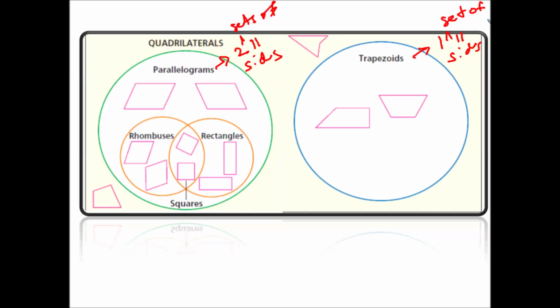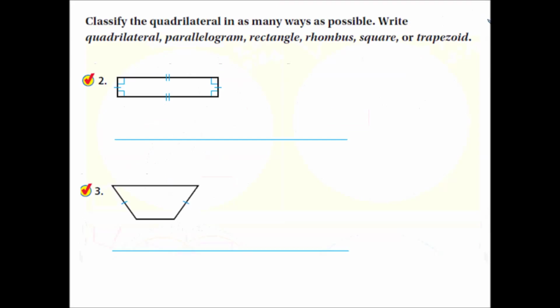Okay, so let's take a look at a couple of problems. We have this quadrilateral here. Now we need to go through each one of these categories and see if it falls in that category. So this has four sides. So is it a quadrilateral? Yes, it is. Is it a parallelogram? Well, these opposite sides are parallel and congruent. These opposite sides are parallel and congruent. So I'm going to say yes, it's a parallelogram.